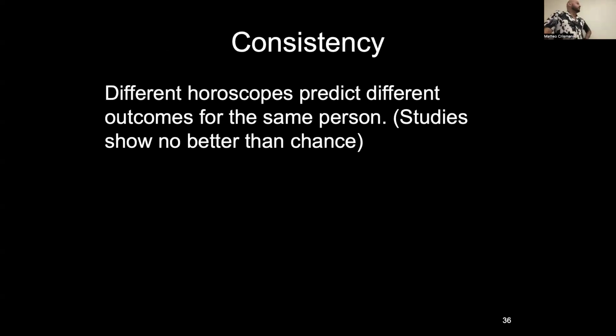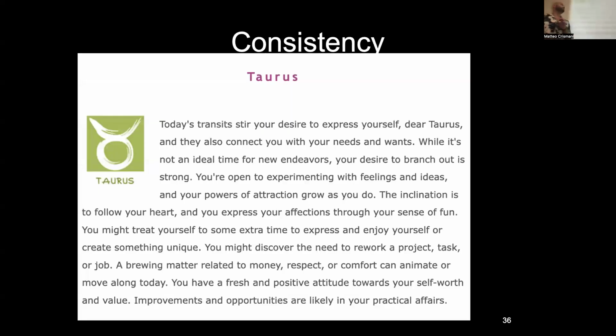So for example, different horoscopes for different outcomes for the same person. So this would be the opposite of what I just showed you, where I gave you all the same horoscope. Since I'm a Taurus, I looked at what today's horoscope would be. Let's look at what it says. It says something about connecting my needs and wants, not an ideal time for new endeavors, but I need to branch out, right? That's what I'm thinking. I'm open to experimenting with feelings and ideas, right? Following my heart, expressing my true affections is a sense of fun. You may treat yourself with some extra time to express or enjoy yourself, create something new.